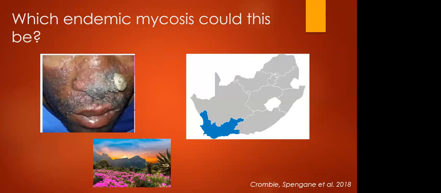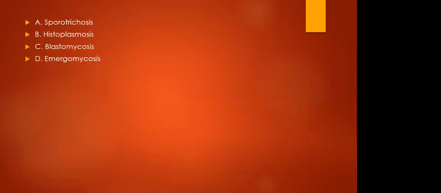And now this one, so this is the clue. You have cutaneous manifestations here. I've highlighted a province in South Africa, and then lovely flowers in front of one of the famous mountains in that particular province. I think this should be quite clear cut. So do we think A, it's sporotrichosis, B, histoplasmosis, C, blastomycosis, or D, emergomycosis?